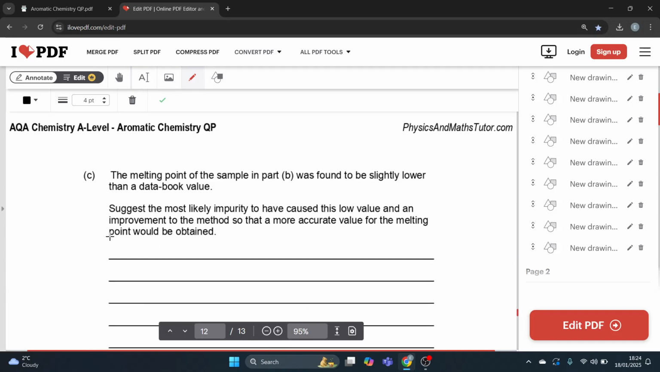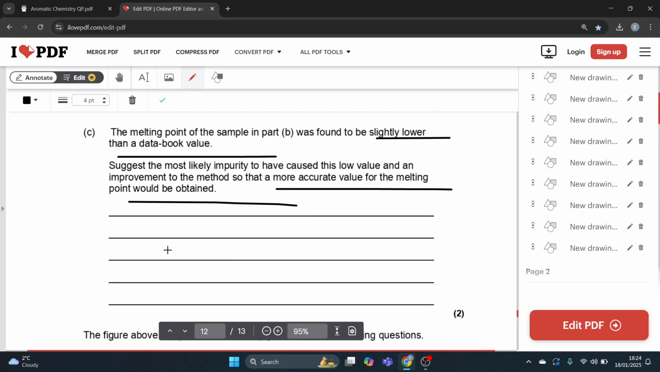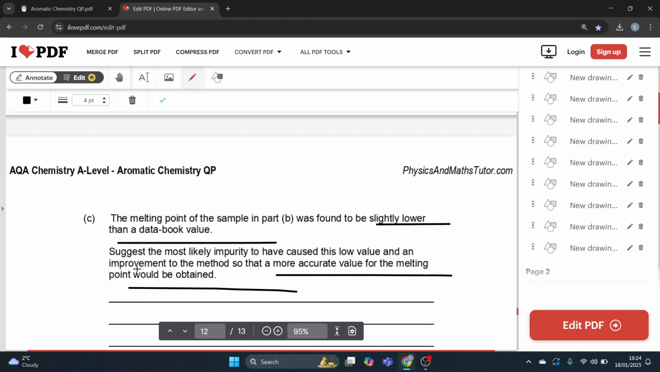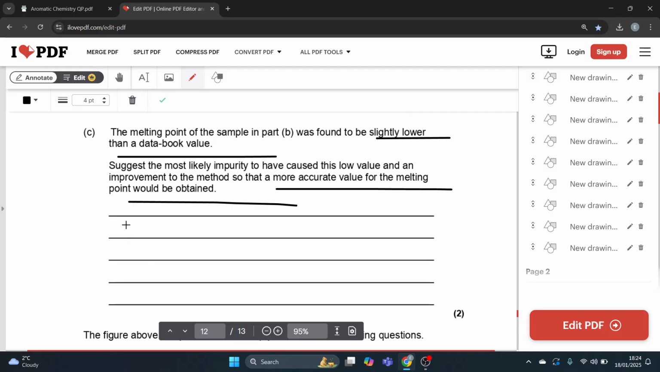Recrystallization is a practical. It says, suggest the most likely impurity to cause this low value. The melting point of the sample was found to be slightly lower than the data book value, and an improvement to the method so a more accurate value would be obtained. 2 marks. Most likely impurity, water.